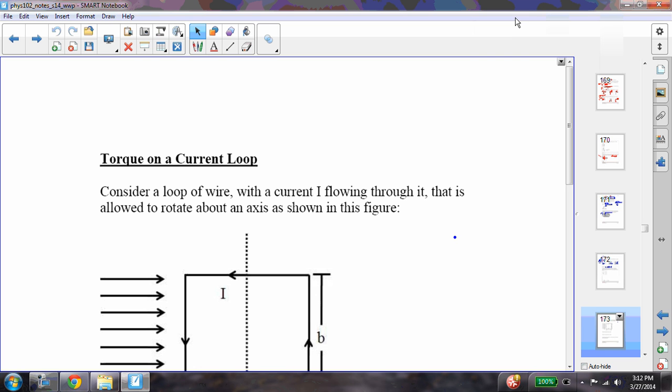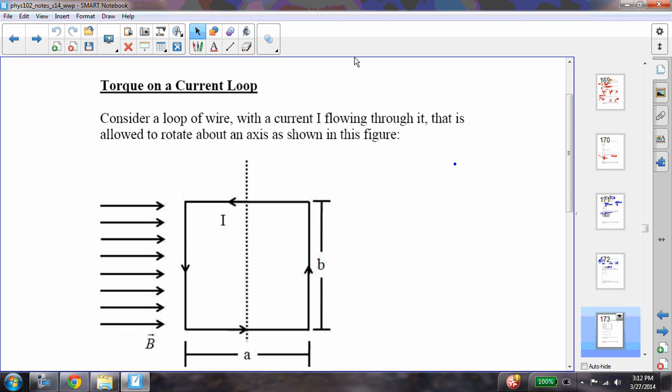Okay, so now let's turn our focus to a current loop. We've seen now that if I have a current moving through a wire within a magnetic field, then I will feel a force. It could be very practical if we could use that force to turn something or to make something move. The obvious application of that is going to be in an electric motor. Before we look at an electric motor, let's first look at a current loop.